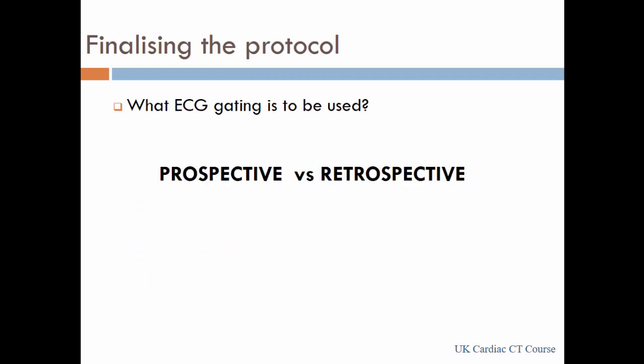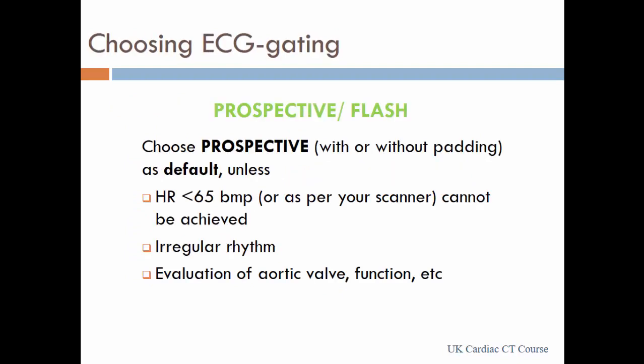And we decide in terms of prospective versus retrospective gating. So prospective gating for simply assessing the coronary arteries is the default protocol. If you just want to know whether the patient has significant coronary artery disease or not, then you want to do that scan with prospective gating. Unless you can't reduce the patient's heart rate below 60, 65, or the heart rate is variable, there's some degree of arrhythmia, ectopics are coming, or you want to evaluate the cardiac function, or look at the valves of the patient, then you may have to do retrospective gating.